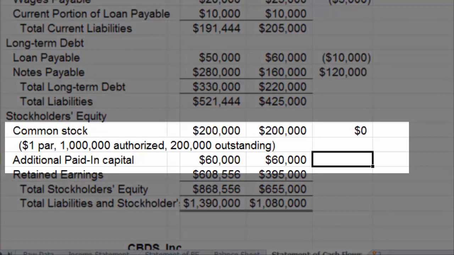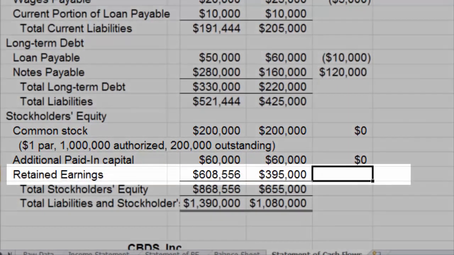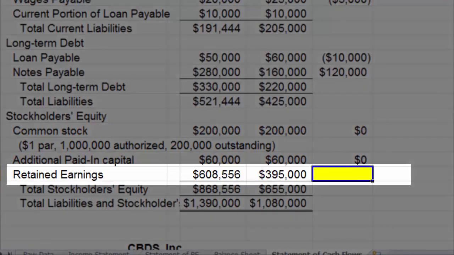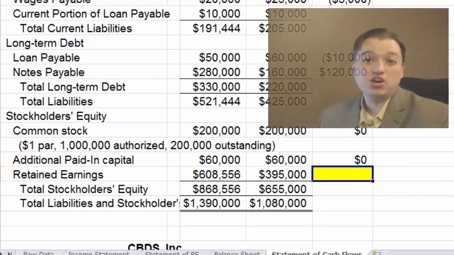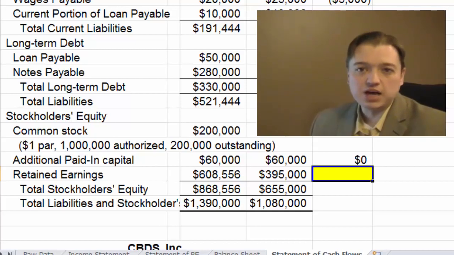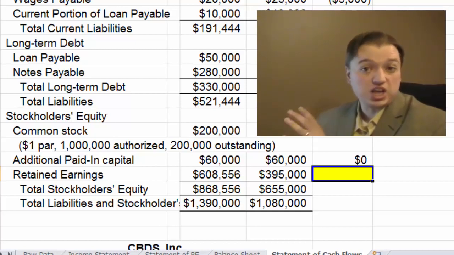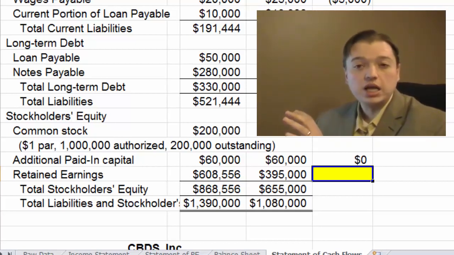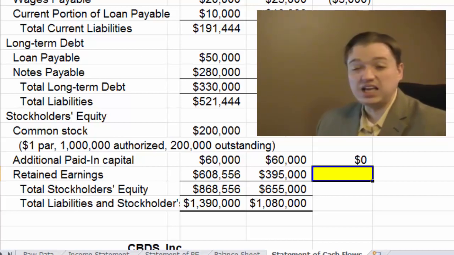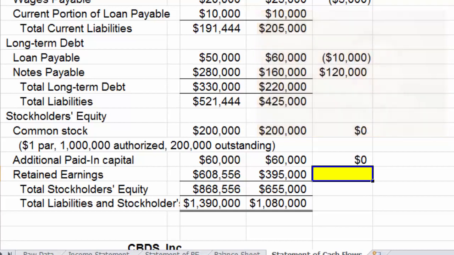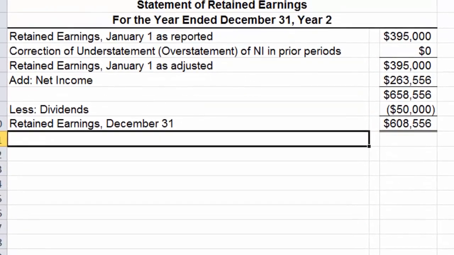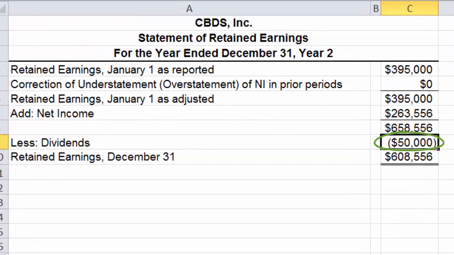Common stock hasn't changed at all, and retained earnings is kind of a special case. The only thing that's cash in retained earnings is the net income stuff that I've already captured up in my operating section. That's part of my worksheet. And dividends that I've paid. And that number we will need to get before we can move on. If we go to our statement of retained earnings, there's my dividend that I've paid.